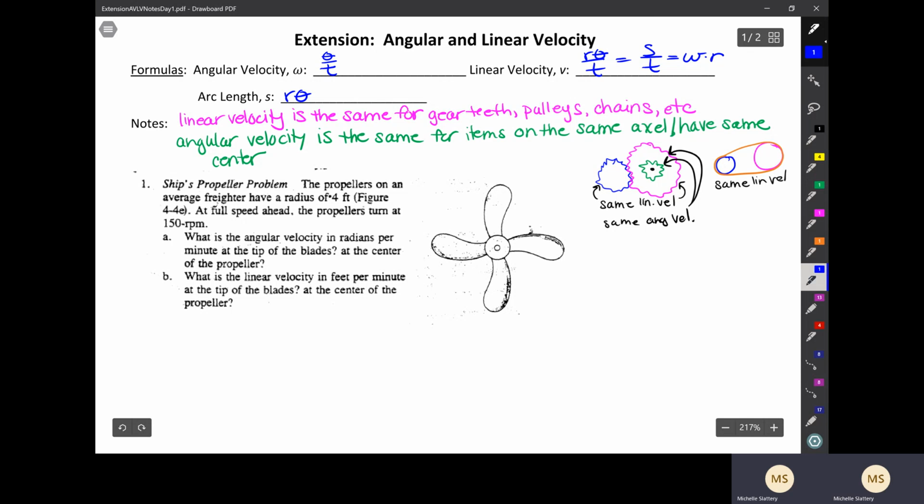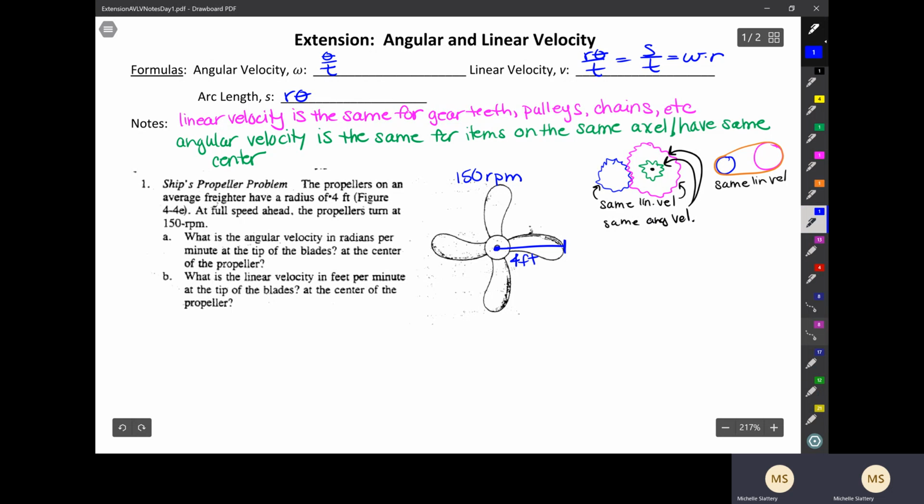Number one, ship's propeller. It says the propellers on an average freighter have a radius of 4 feet. At full speed ahead, let me go ahead and label that. At full speed ahead, the propeller turns at 150 RPM. So this is 4 feet, and we know that this is 150 RPM. Remembering that RPM is rotations per minute.